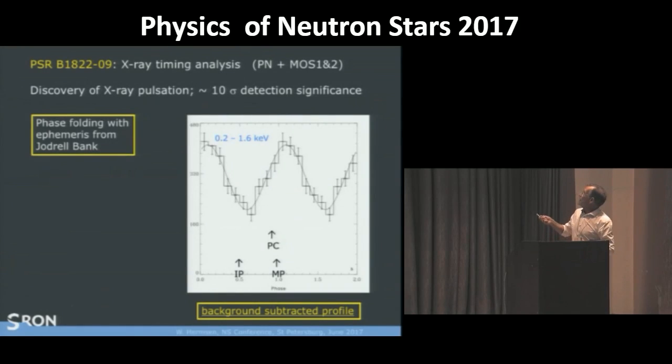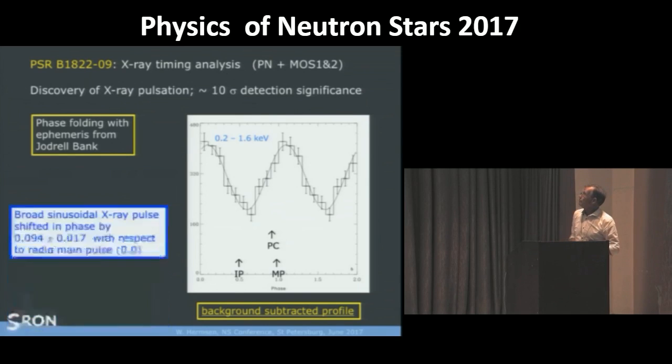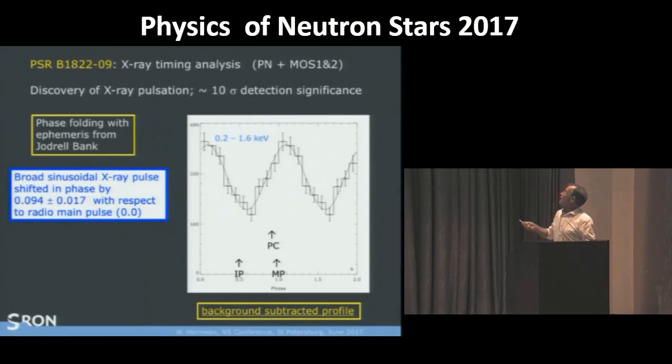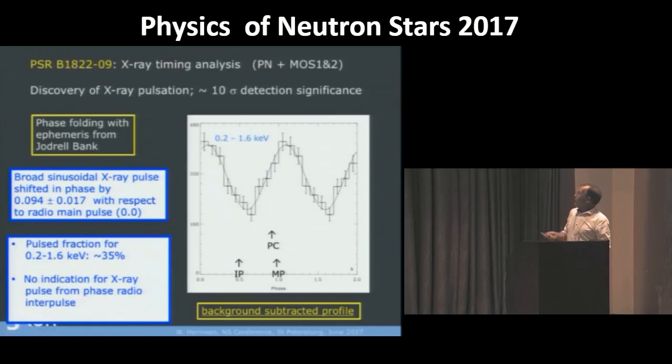And let's say this is again a broad profile. You have here the main pulse, the precursor position, and the interpulse position. This is background subtracted. There's no background. These are all counts from the pulsar. As you see, it's broad, and the X-ray pulse is lagging by 0.1 in phase. The pulse fraction over this total X-ray range, 0.2 till, let's say, 2 keV, is 35%. So 35% is in this pulse, and the rest is below.